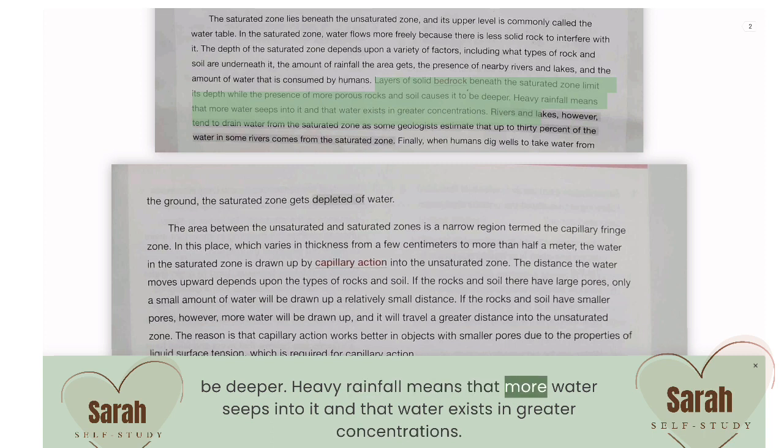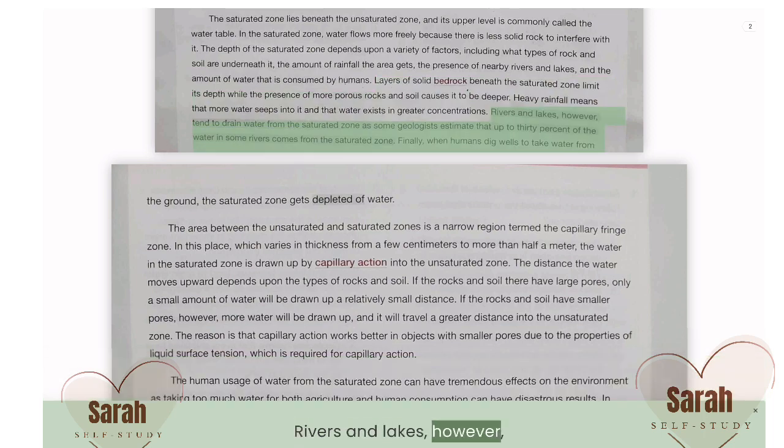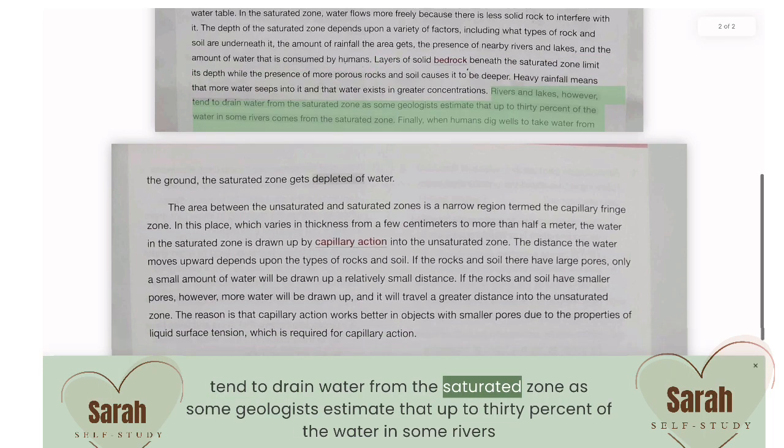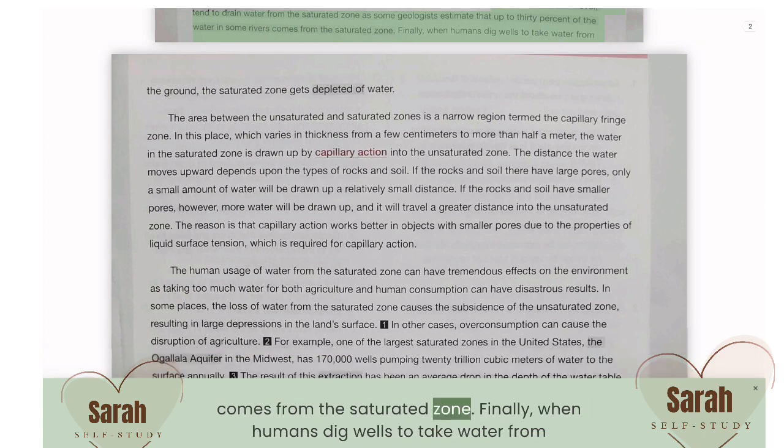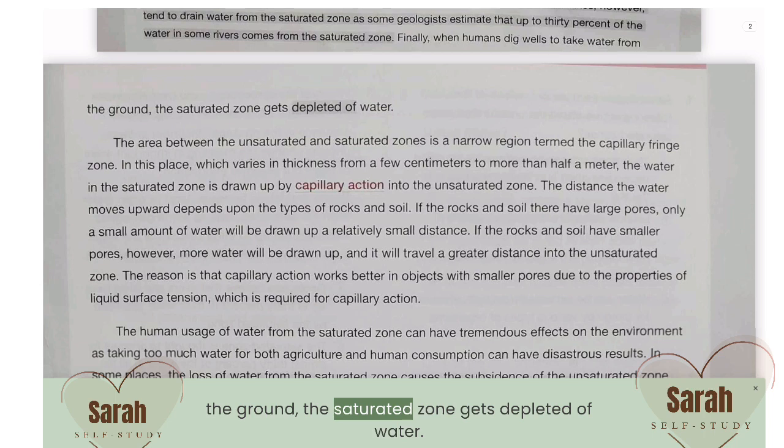Heavy rainfall means that more water seeps into it and that water exists in greater concentrations. Rivers and lakes, however, tend to drain water from the saturated zone, as some geologists estimate that up to 30% of the water in some rivers comes from the saturated zone. Finally, when humans dig wells to take water from the ground, the saturated zone gets depleted of water.